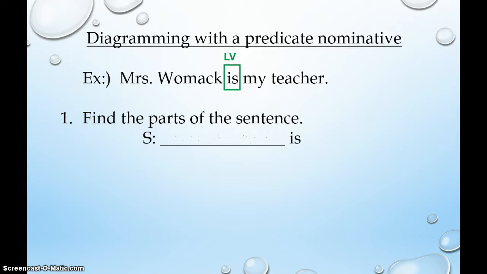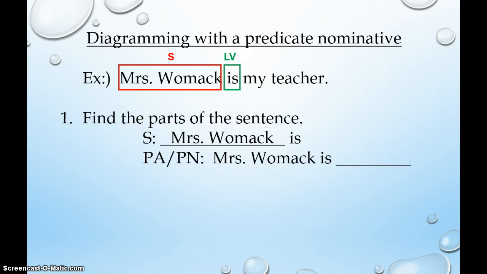Next, to find the subject, we ask who or what is. In this sentence, the answer is Mrs. Womack. Mrs. Womack is a proper noun, so we will box it in red and label it S for its function. Now, to find the predicate adjective or the predicate nominative, we're going to ask ourselves, Mrs. Womack is what? In this sentence, the answer is teacher. Because teacher is a noun, we know that we have a predicate nominative, so we're going to circle PN in our formula. We will also box in teacher in the sentence in red to show that it is a noun, and we will label it PN.